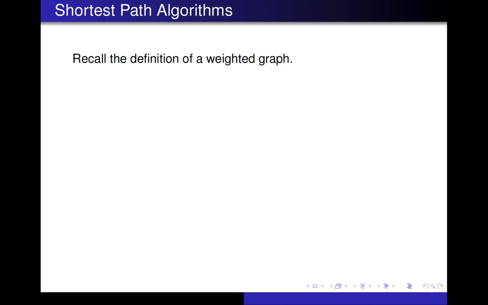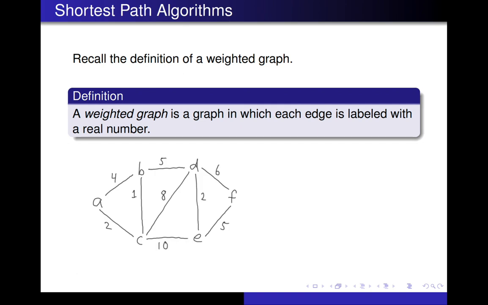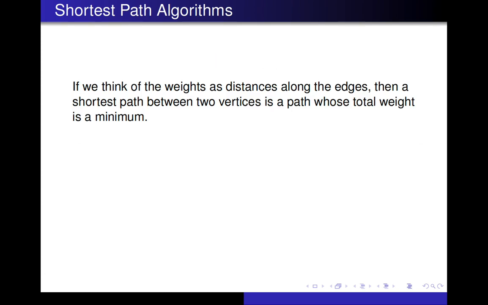All right, so here's what a weighted graph is. Just in case you don't remember, a weighted graph is a graph in which each edge is labeled with a real number. So here's an example of a weighted graph. Notice that all the lines between the vertices have numbers near them that are associated with those edges. So one way we can think of the weights of these edges is we can think of them as distances between the vertices. And if we do that, then the shortest path between two vertices is a path whose total weight is as short as possible.